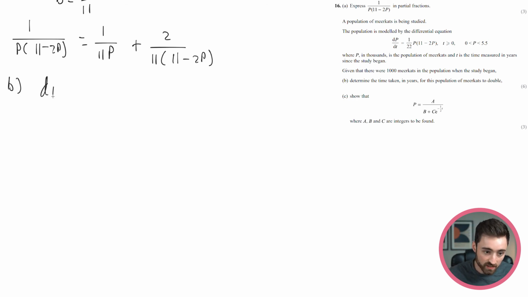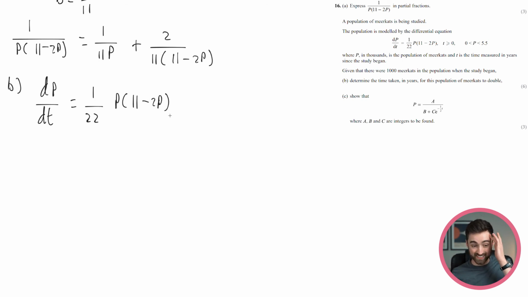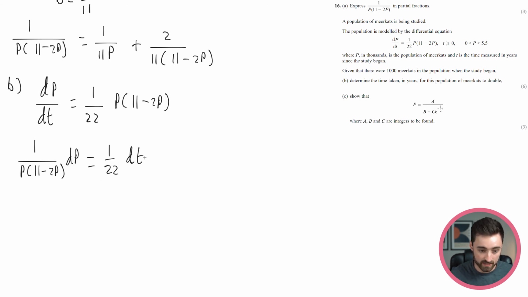So, dp by dt is equal to 1 over 22 multiplied by p(11 minus 2p). Can we see anything that's going to help us from part A? Of course we can, but you knew that was going to be the case, didn't you? So we're going to separate the variables here. So all of this p stuff I'm going to bring down, okay? So I'm going to get 1 over p(11 minus 2p) dp, and then I'm going to multiply both sides by dt. I'm going to get 1 over 22 dt.